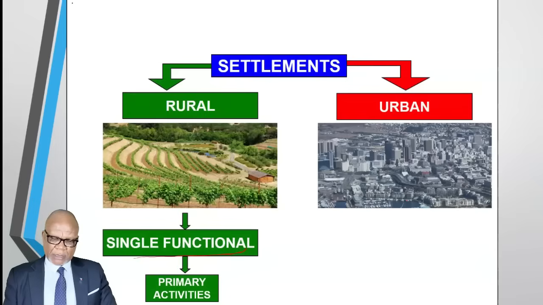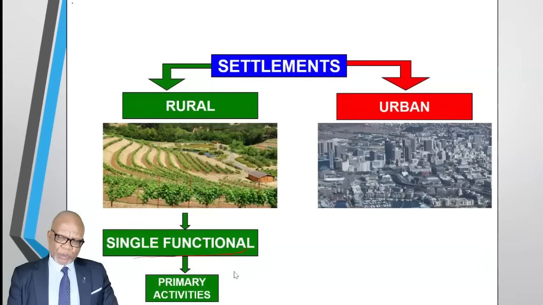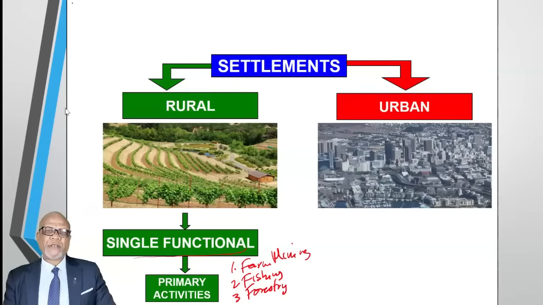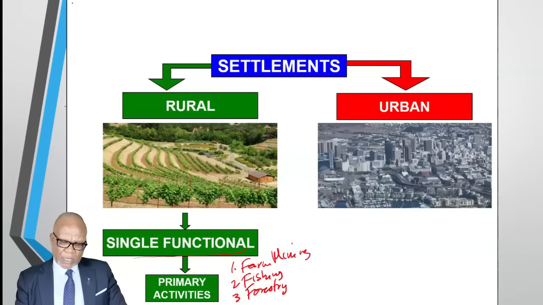And when we say a settlement is rural, it means the people here are either doing farming, fishing, forestry, or mining. So primary activity is simply referring to extraction of raw material. This is primary activity, extraction of raw material.